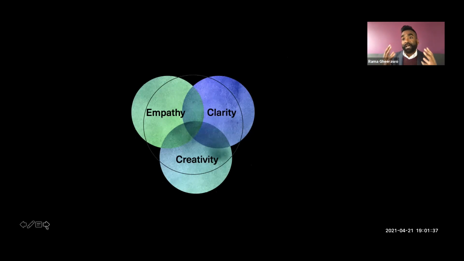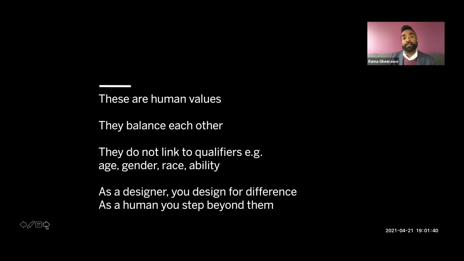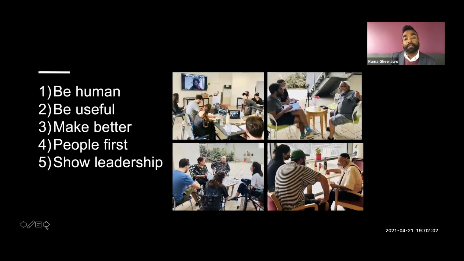but balances with a tripod of clarity. These are human values. They balance each other. They integrate. You need all 3, but they do not link to qualifiers such as age, gender, race, and ability. Anyone can be empathic or clear or creative. So as a designer, as an inclusive designer, you design to understand difference, but as a human, you step beyond them. So these are the 5 values. And I just wanted to show screenshots of the students embodying this, living this, learning this, and dare I say this, even loving it. And there they are at a care home talking to older people.